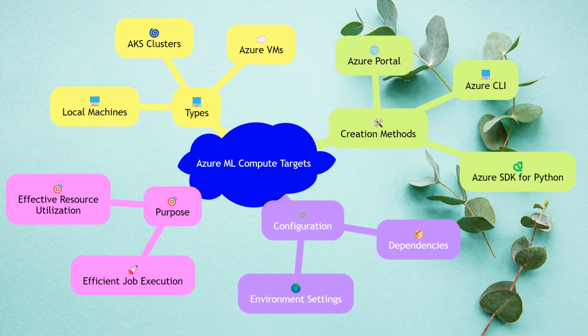Compute targets are the resources on which Azure ML jobs run. These can be local machines, Azure VMs, or clusters managed by Azure Kubernetes Service, AKS. To create a compute target, you can use the Azure portal, Azure CLI, or Azure SDK for Python. Once created, you can configure the compute target with the necessary dependencies and environment settings required for your machine learning tasks. Proper configuration ensures that your jobs run efficiently and effectively, leveraging the appropriate resources for the task at hand.